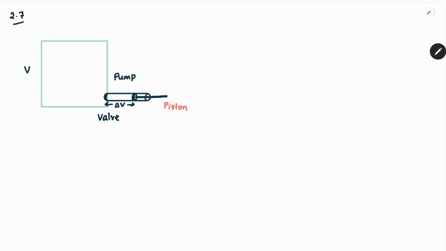Initially this piston is pulled to the right side, and during this pulling time the valve is opened and the gas is filled in the vacant space. Which is this part. The gas is filled in this vacant space. The valve is then closed and the gas between the valve and the piston is removed. So this is what is exactly going on.